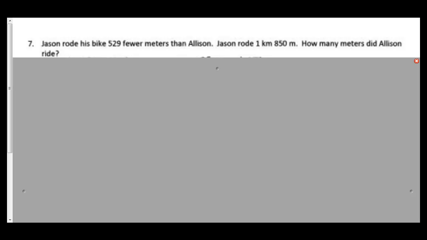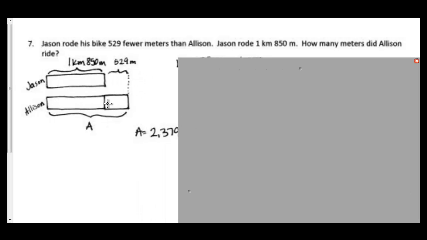See how you do. If you get stuck or you get frustrated, you can always watch and go along with me. So Jason rode his bike 529 fewer meters than Allison. Jason rode 1 kilometer, 850 meters. How many meters did Allison ride? So I'm thinking, first of all, I know that Allison rode further than Jason because it said Jason rode fewer meters than Allison. So when I drew my tape diagram, I thought, well, the total here could be Allison. You can see that her tape diagram is longer than Jason's. And I know that Jason went 1 kilometer, 850 meters long, and Allison went 529 meters more.